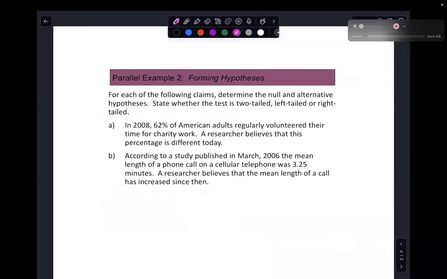All right. According to a study published in March 2006, the mean length of a phone call on a cell phone was 3.25 minutes. A researcher believes the mean length of a call has increased since then. Has increased. This is a right-tailed test. Because it says has increased, it is greater than, so we're looking at the right side of our curve.